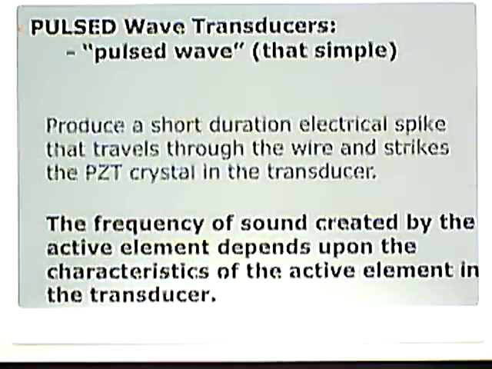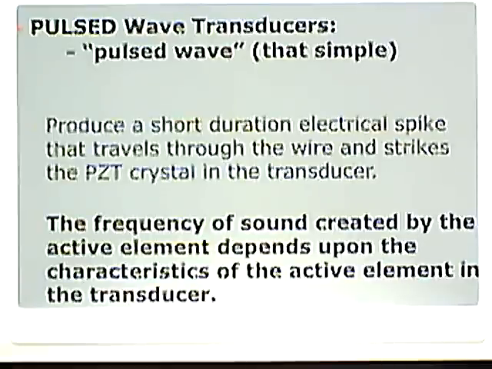So pulsed wave transducers. Pulsed wave, that's simple. There's an on and off time. That's what we use in ultrasound. That's what creates images, correct? They produce a short duration electrical spike that travels through the wire and strikes the PZT crystal in the transducer. In other words, it's not a continuous electrical current. It's just a quick little electrical spike that travels through the wire, hits the transducer, and that creates a frequency of sound.